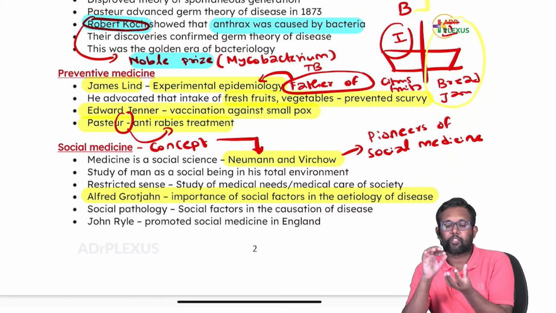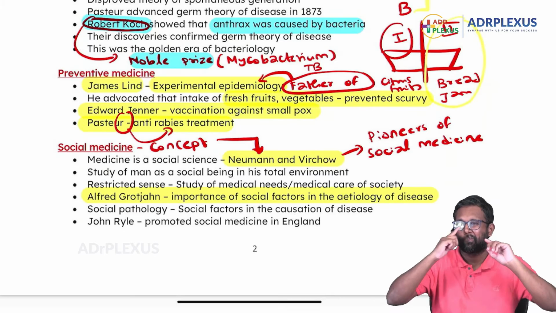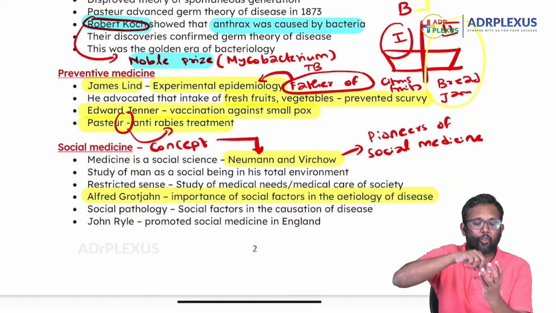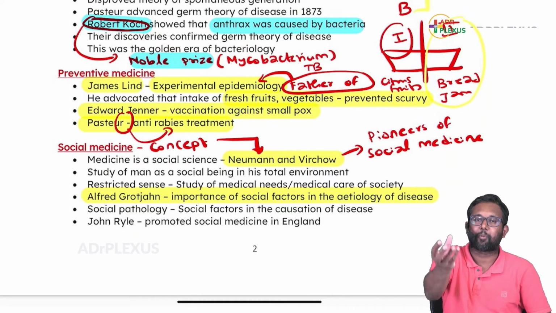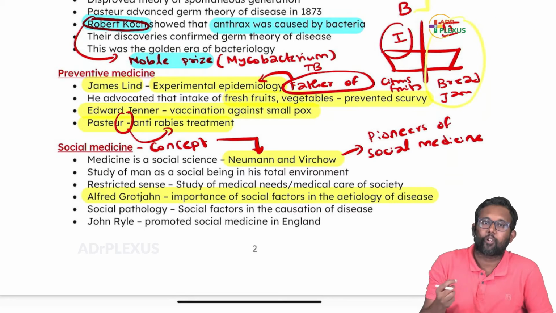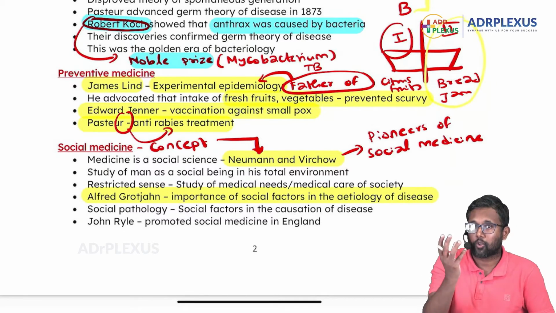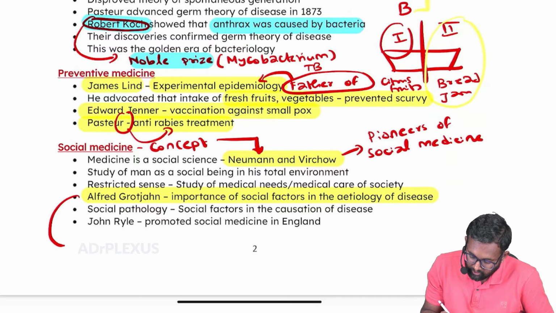When you are eating pani puri and all, and the worker handles it like this, giving the pani puri, that is lack of social hygiene. So he told the importance of social factors in the etiology of the disease. So Grotjahn, or globe jam, you can remember, is mainly famous for social pathology or social hygiene.